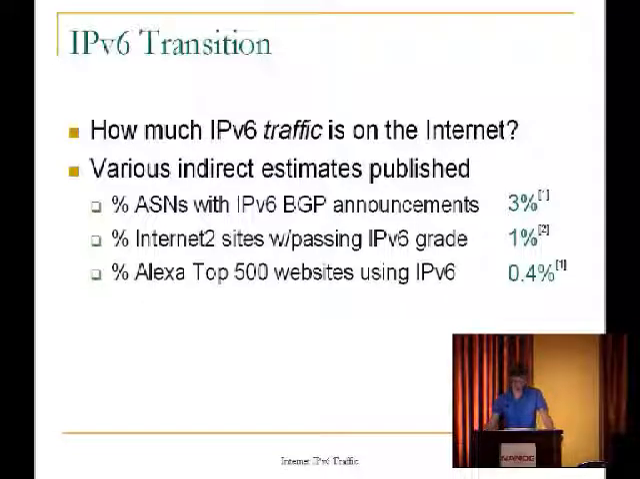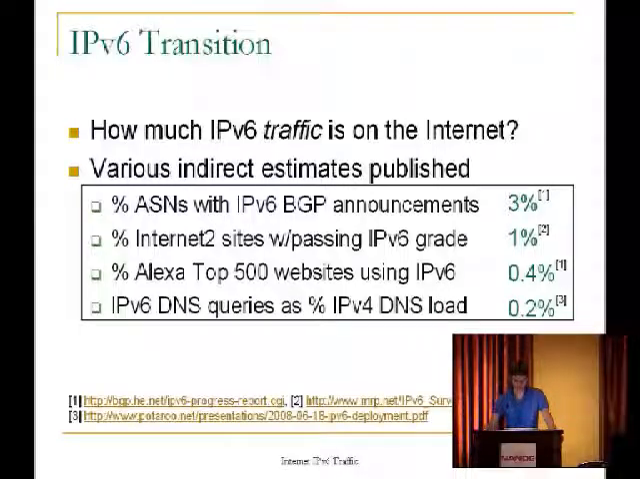Even more disappointing is that 0.4% of the biggest websites, according to some methodology, are using IPv6. And finally, as you may predict, there's an even lower number, which is 0.2%, which is the IPv6 DNS queries as a fraction of the IPv4 DNS load. So we've got very small numbers here. There's an order of magnitude difference between the smallest and the largest, but they're all small.